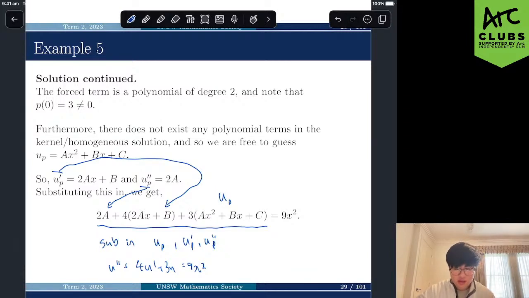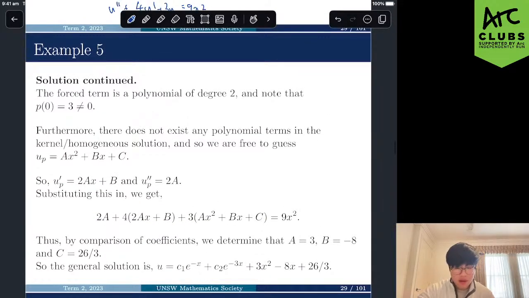So we sub that in. You'll compare coefficients to find a, b and c. So yeah, comparing coefficients, you get a is equal to 3, b equal to minus 8, and c equal to 26 over 3. So then the general solution is just this here.